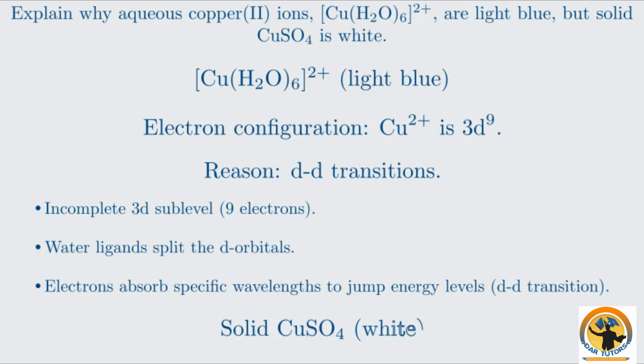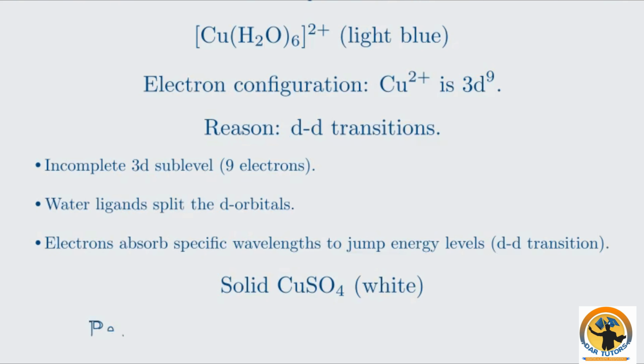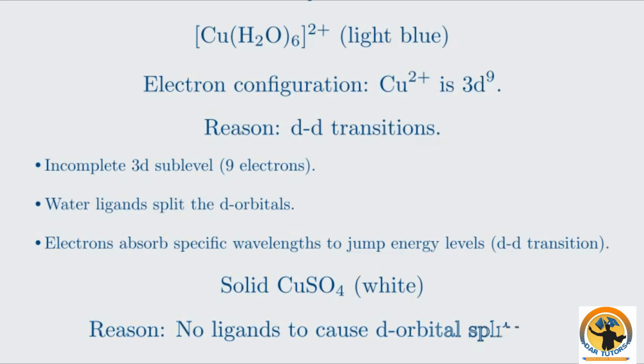When a substance reflects all wavelengths of white light, it appears white. So the key difference is the presence of ligands in solution, which cause the d orbital splitting necessary for light absorption and the generation of color. In the solid state without ligands, this splitting doesn't happen, and the compound appears white.